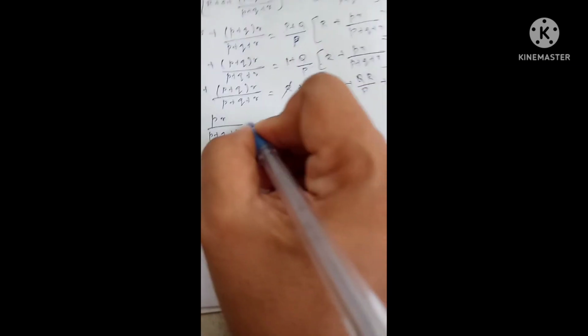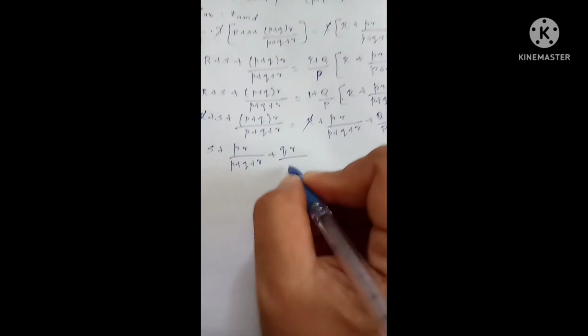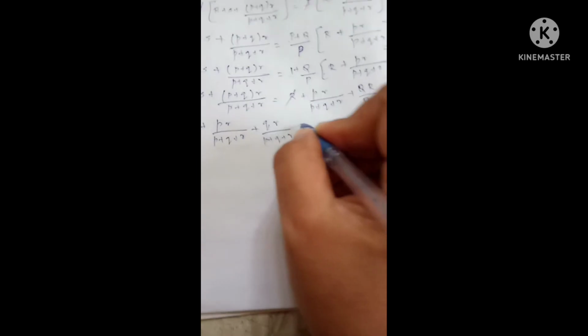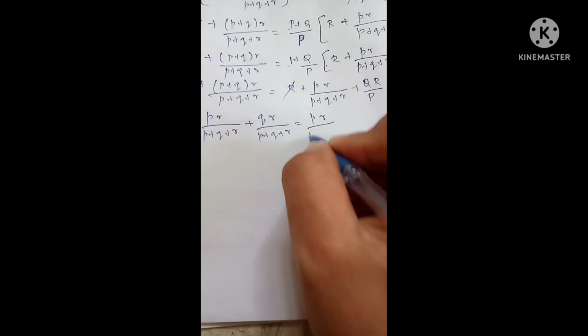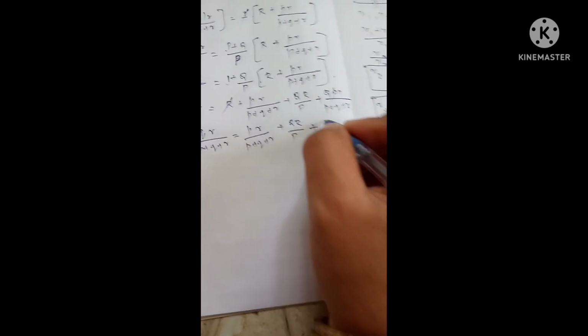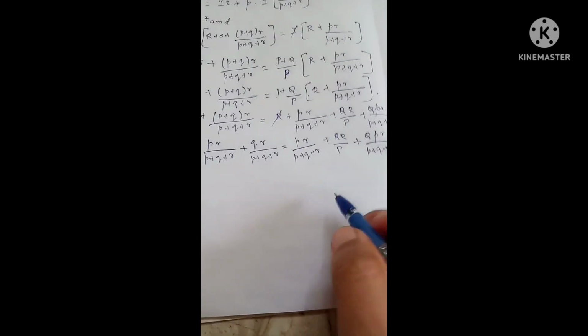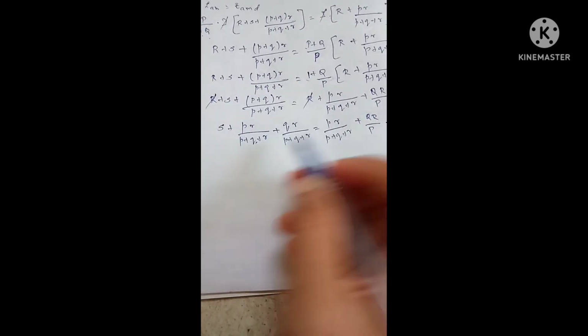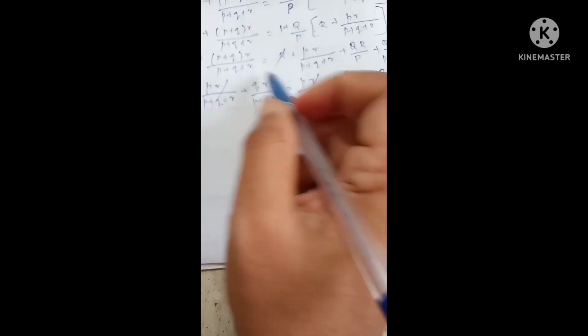So we have R on both sides. Let me cancel it off. And then S plus PR by P plus Q plus R plus QR by P plus Q plus R is equal to PR by P plus Q plus R plus QR by P plus Q plus R. So in both the sides we have PR by P plus Q plus R. I am cancelling it out and then bringing this QR to the other side.